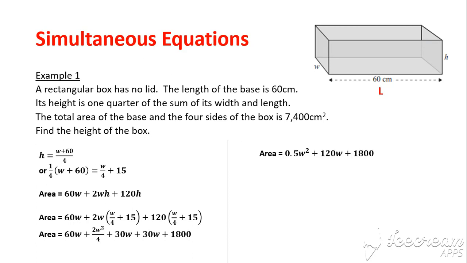Now let's simplify this expression even more. We have 60W plus 30W plus 30W. That simplifies to 120W. We have 2W squared over 4, which simplifies down to 0.5W squared. And we have the 1800. So this is an expression for area, and it's only got W in it. This expression back here also is an area, but it had W and H. Don't want to use this one.